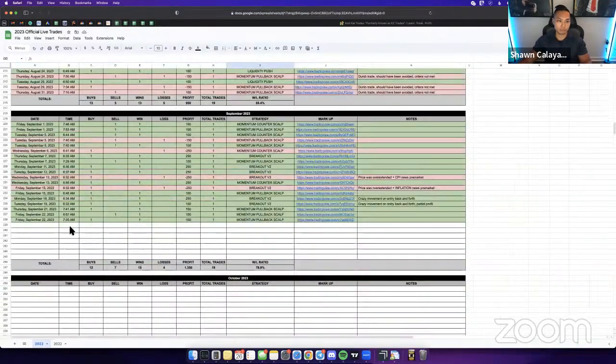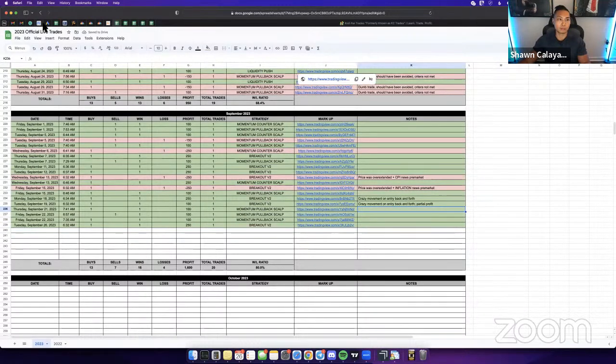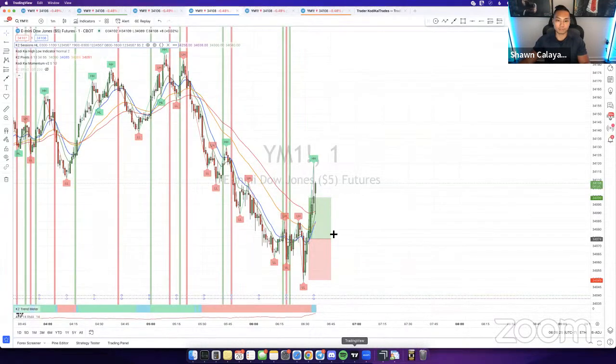Copy this over to the official trades. So our win rate for the month so far is pretty good. Pretty decent for the most part. We are currently at an 80% win rate for the month so far, September. Been on a pretty decent win streak. Let me go back over here.